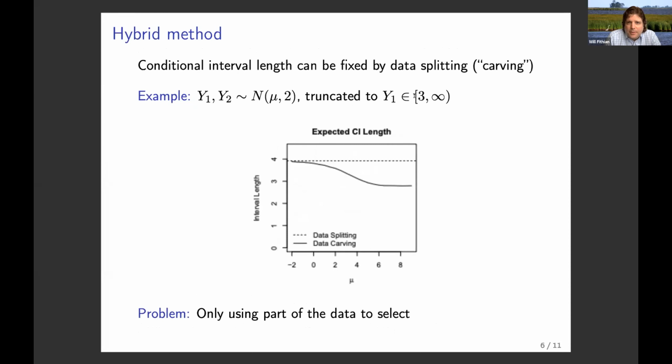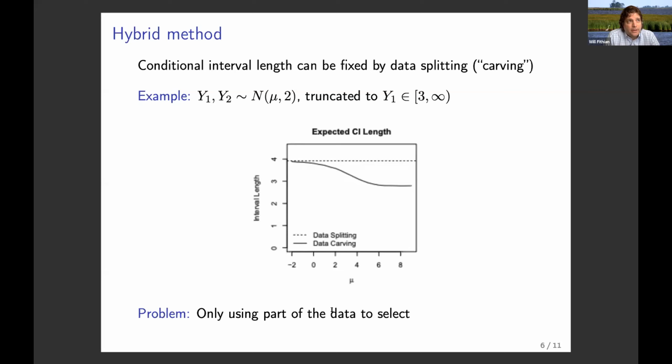So this can be fixed by data splitting, as Isaiah alluded to, or we sort of call it data carving, because we do data splitting, but then we use the leftover information in the first data set. So here we truncate. Now I've split the y into 2, and I truncate to just the first one being above 3. And now the expected confidence interval length is bounded above by what I would get by data splitting. So this has some of the nice properties of the hybrid approach, but there is a problem that the hybrid approach doesn't have, which is that we're only using part of the data.